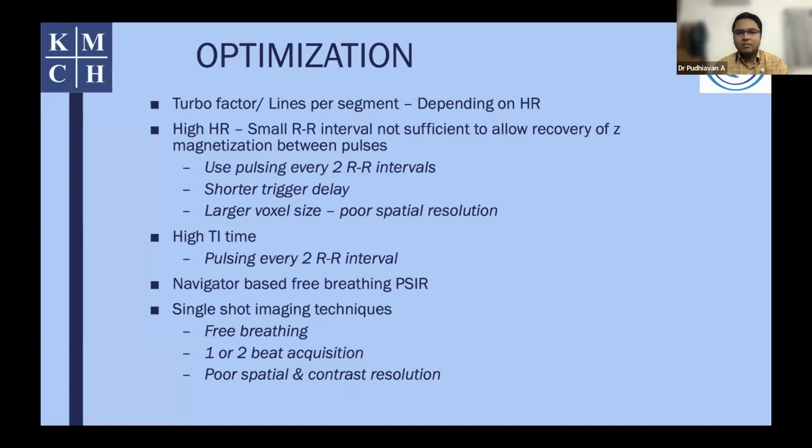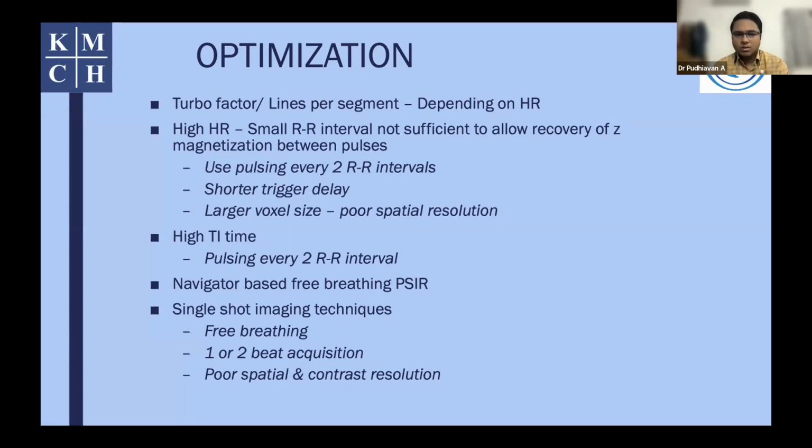Again, when the TI time is high, then you will have to pulse the signal every second RR interval. So all these sequences, as I told you, are multi-shot techniques which acquire the image over multiple cardiac cycles. Hence, breath hold of the patient is very important. And these sequences are very sensitive to breathing movement artifacts.